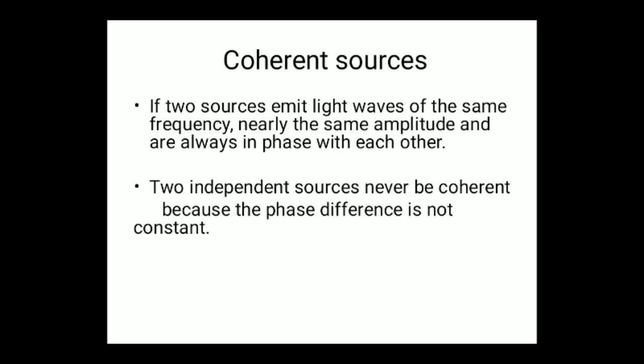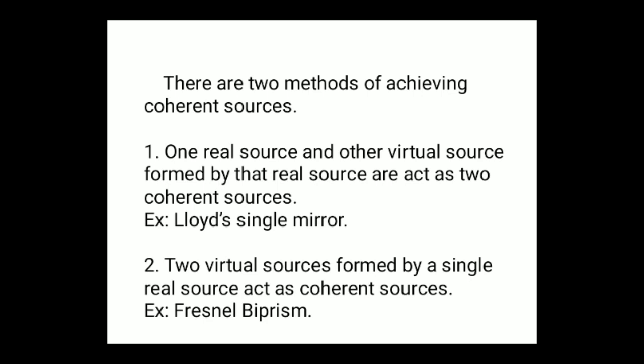Then how do you produce coherent sources? There are two methods to produce coherent sources. One method involves one real source and another virtual source formed by that real source. An example of this is Lloyd's single mirror. The second method involves two virtual sources formed by a single real source. An example of this is Fresnel's biprism.